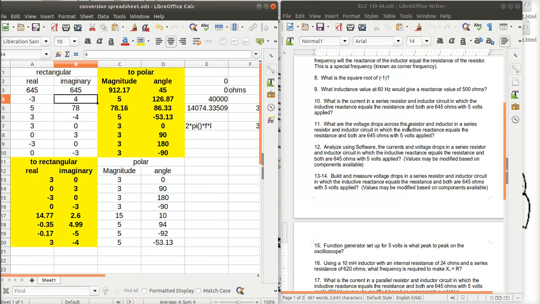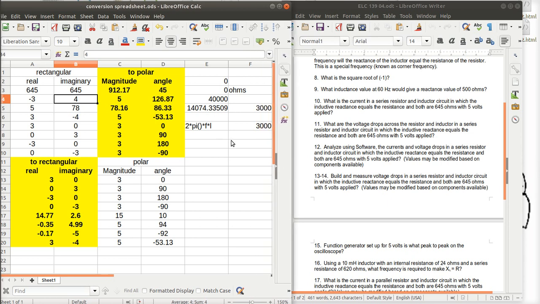645, 645. So I've got to come up with an inductive reactance at 645. So the inductor we typically use is 10 millihenries. So 10 millihenries is what I've got. I need the reactance to be 645, so I know what I'm shooting for. I know my inductance. I don't know my frequency. So if I take 645 and I divide by 2 times pi times the value of my inductance, 0.010, I should get it. So here's my frequency for number 11.